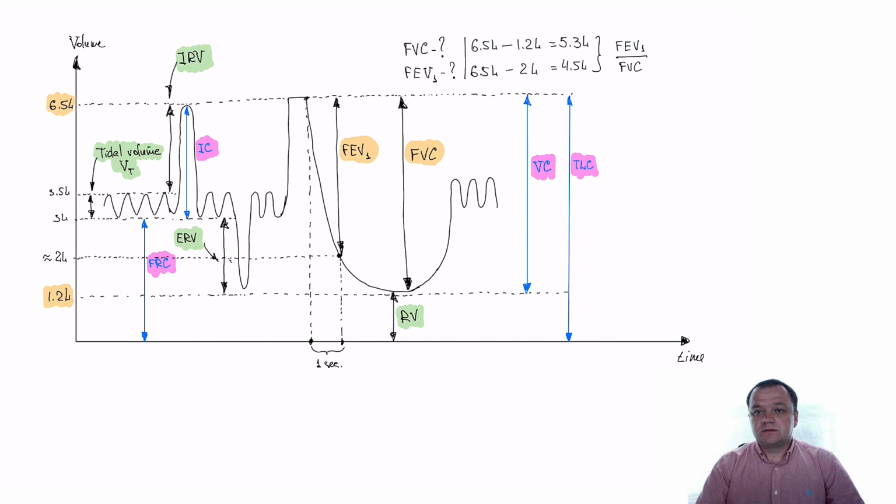Let's calculate this ratio for our obtained values. It will be 4.5 liters over 5.3 liters. That equals 0.85, or 85% of air was exhaled during the first second, which is normal based on the obtained spirogram.